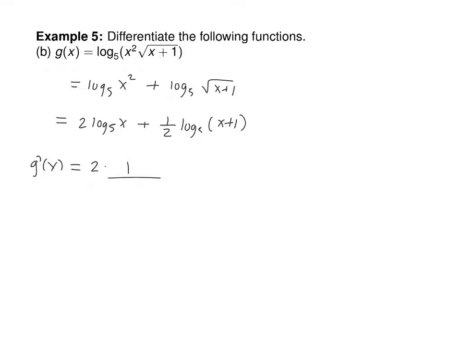It's ln 5 times 5 to the x. Nope, ln 5 just times x. Just like ln x's derivative is 1 over x, this is also 1 over x, just with additional ln 5. Plus 1/2 times 1 over also ln 5.